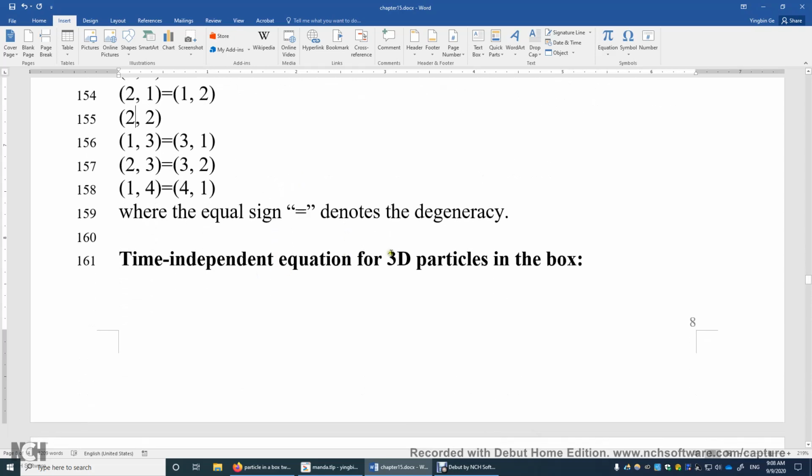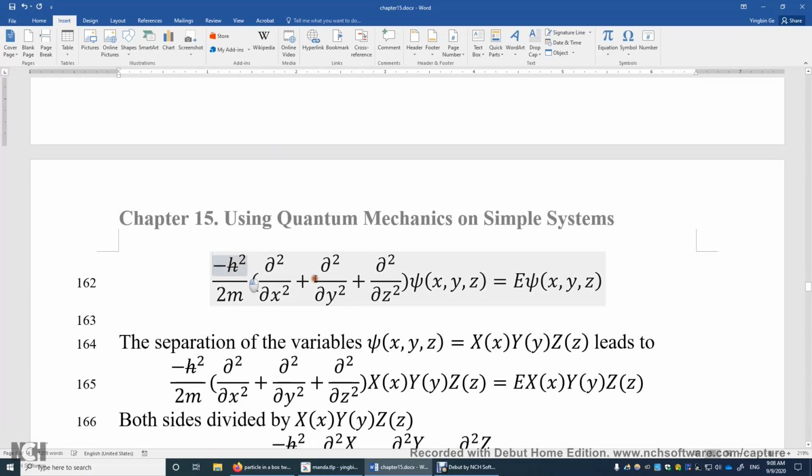Now let's look at the three-dimensional case. This is the Schrödinger equation for the three-dimensional particle. On the left-hand side, you have H psi. On the right-hand side is E psi. So again, this is H psi equals E psi. H is the total energy operator, but because the potential energy is 0, we are looking at the kinetic energy in the x, y, and z directions.